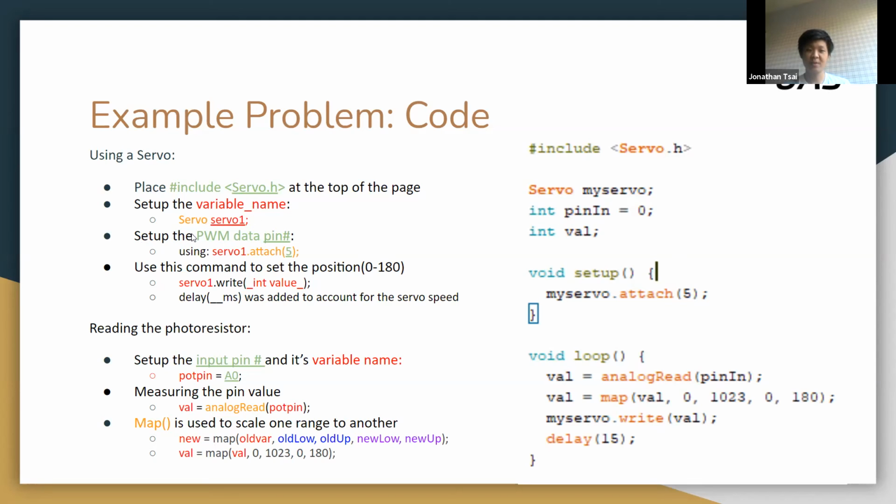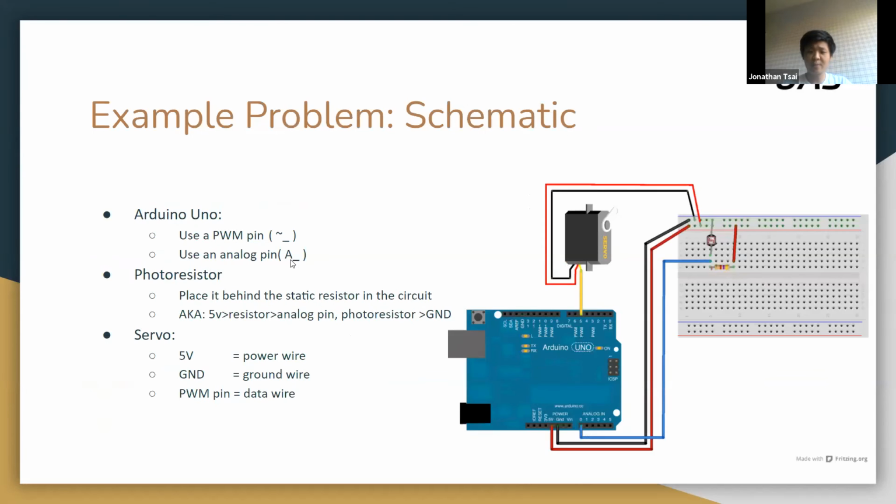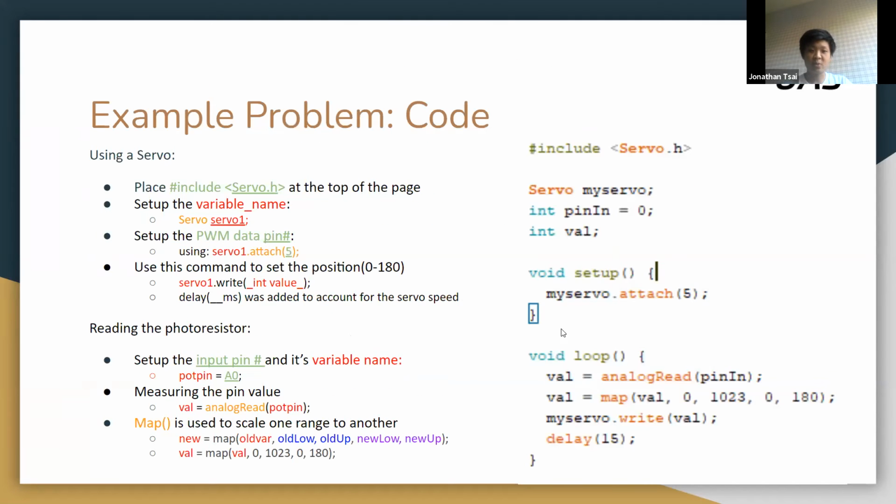So the next thing would be you want to set up your PWM data pin. How you do it is here in void setup, you use the name of the servo, so servo1.attach, and then you put in the pin number. If you remember from the schematic, we chose pin number 5, so that's why we put in number 5 right there. And now we've attached the PWM data pin.